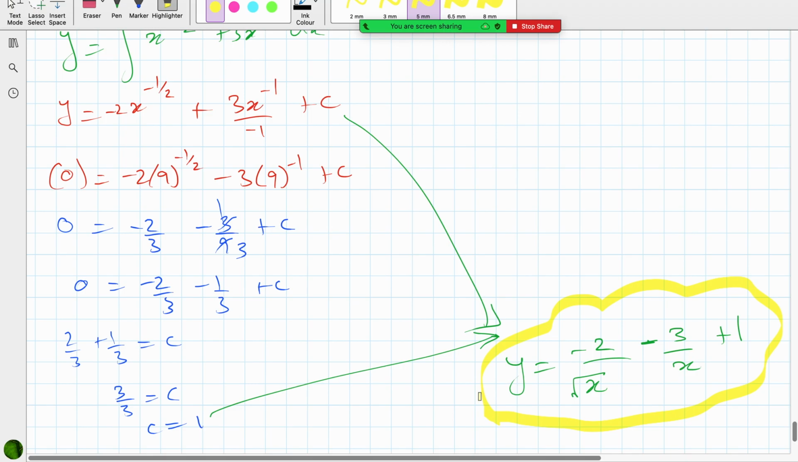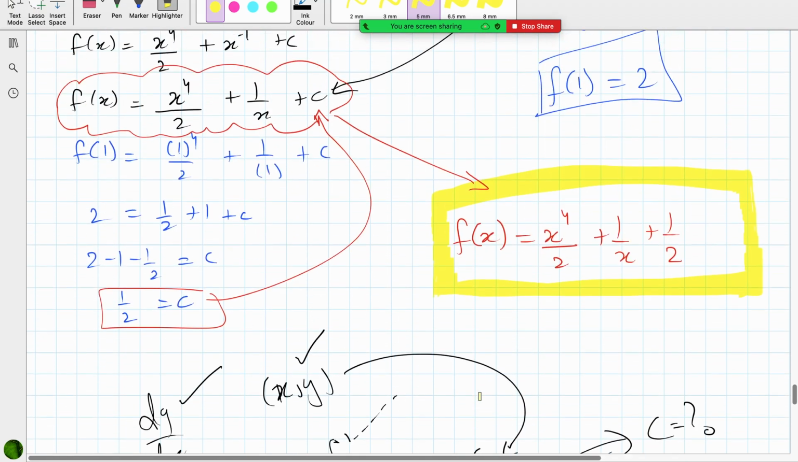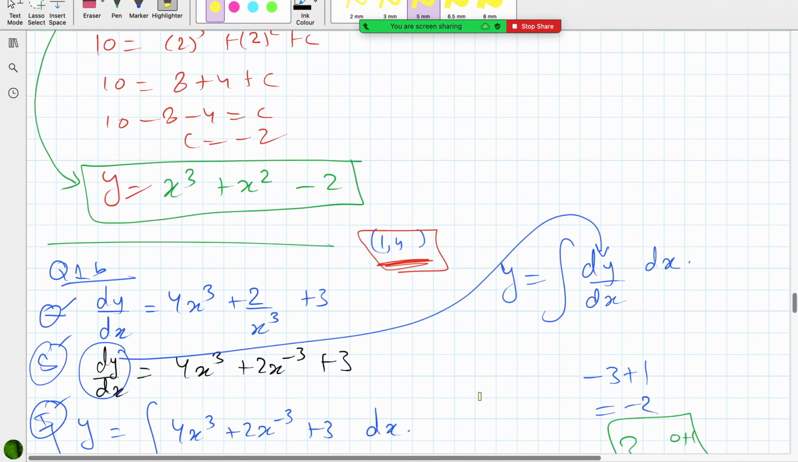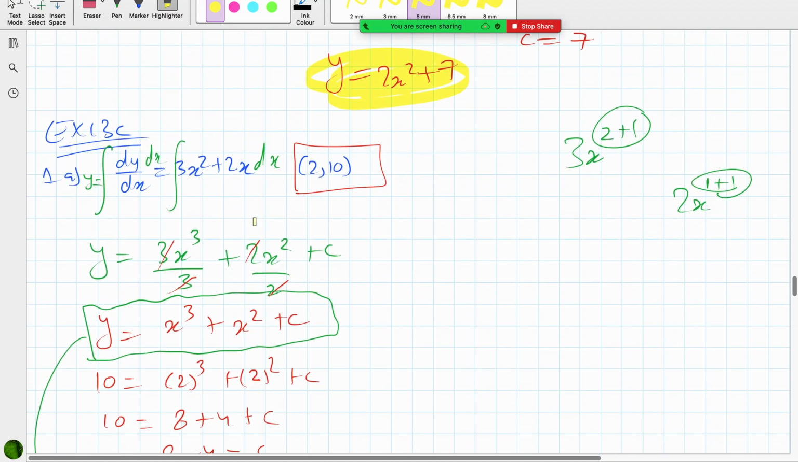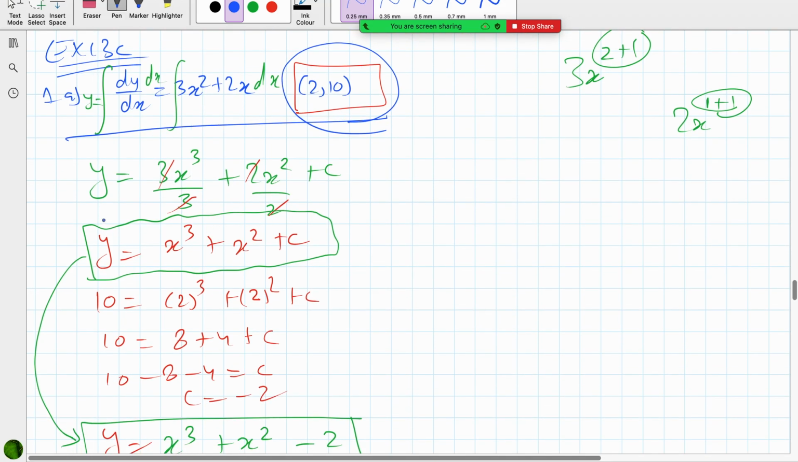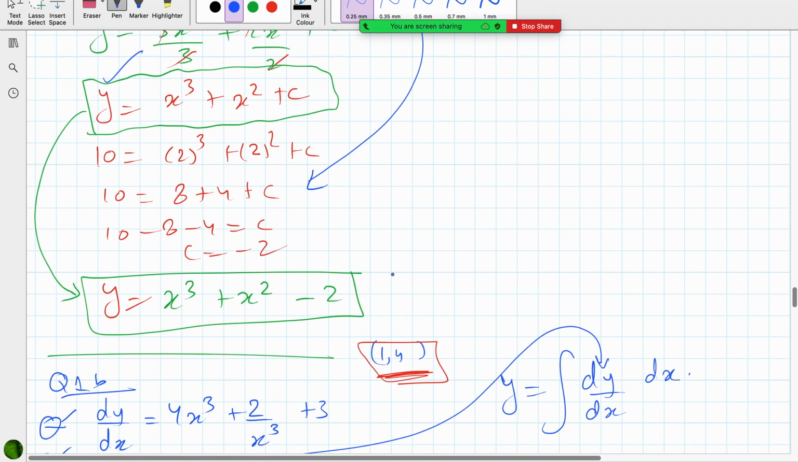Any confusion? A quick review. Exercise 30C, question 1. Differential is given, point is given. We integrate it, we substitute the point, find C, state the equation.